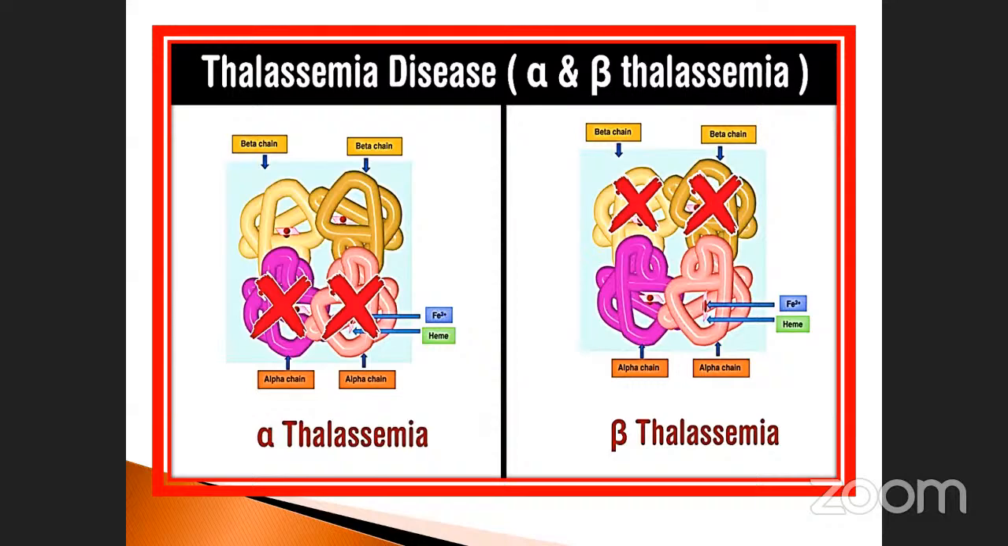I already told you, there are two types of polypeptide chain present in the hemoglobin molecule: 2 alpha chains and 2 beta chains. Suppose alpha means, what is that? Alpha chain is affected, so beta chain is present. Beta means, what is that? Beta is affected, alpha is present.